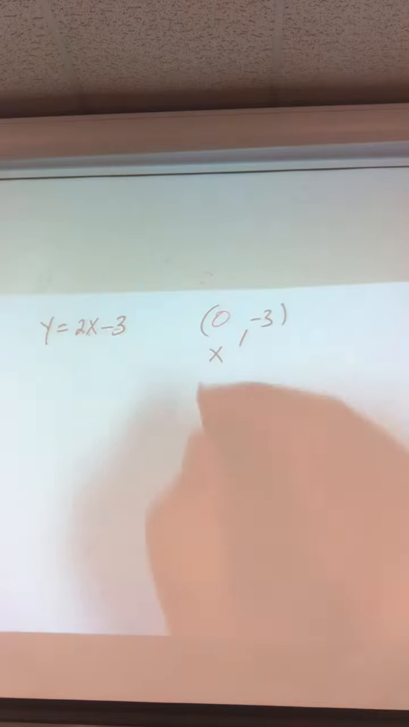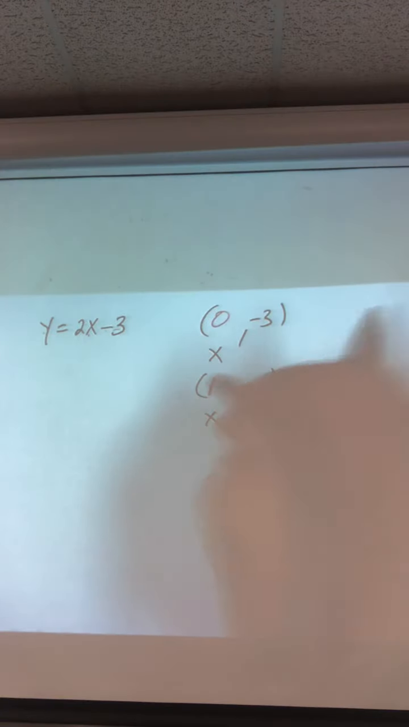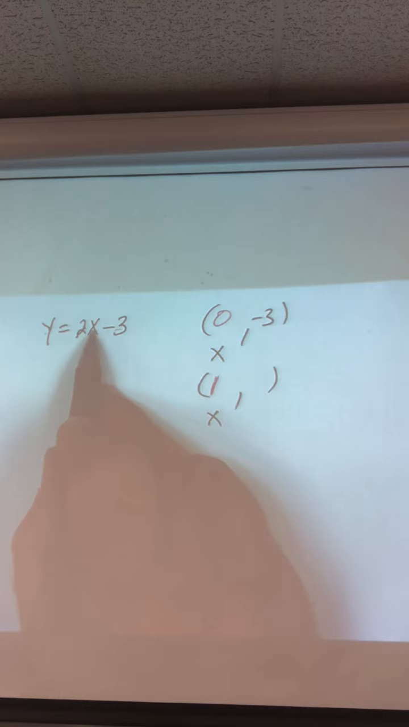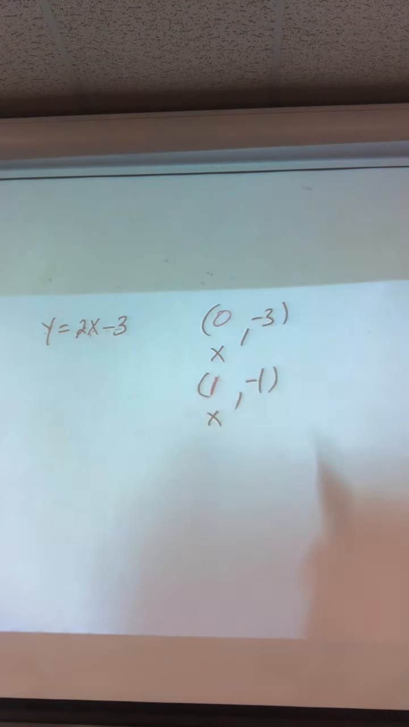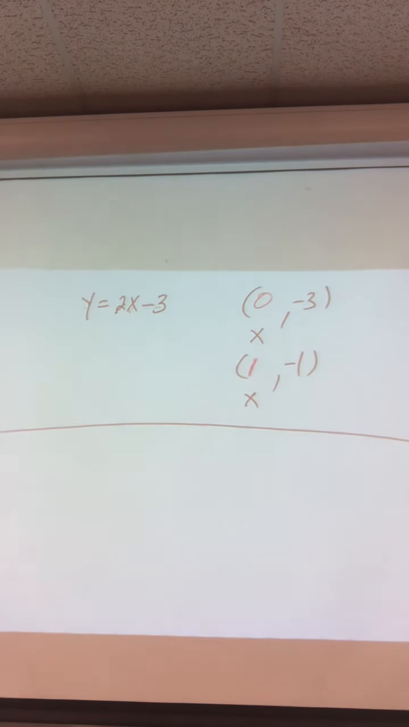Then all you have to do is plot that point. Now we have to do one more because you got to have a straight line. So let's pick another number for x. Let's let x be 1. If I let x be 1, what's 2 times 1? 2. What's 2 minus 3? -1. And then I'm finished with that problem.